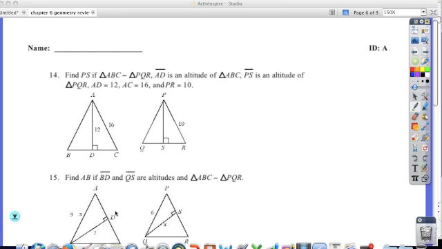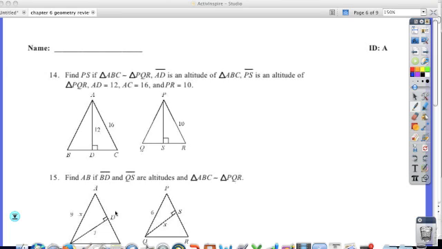Okay, so number 14. Phil Lester, would you like to read problem 14 to us? Yes. Find the... Sorry. Phil Lester has a reading difficulty. True. Not find, true. If triangle ABC is similar to triangle PQR, line AD is an altitude of triangle ABC, PS is an altitude of triangle PQR. AB equals 12, AC equals 16, and PR equals 10.